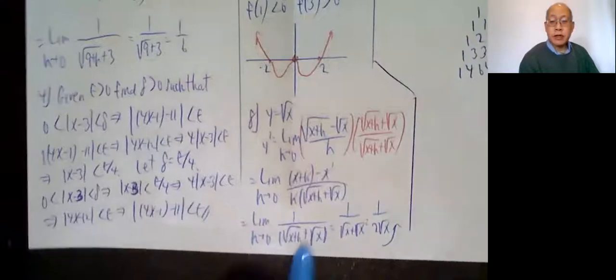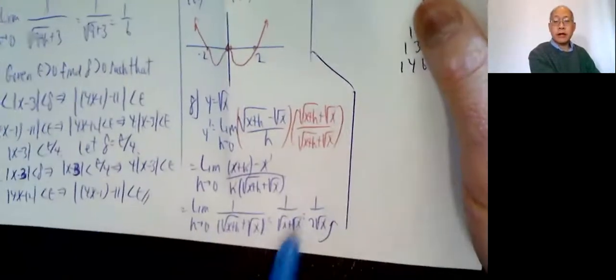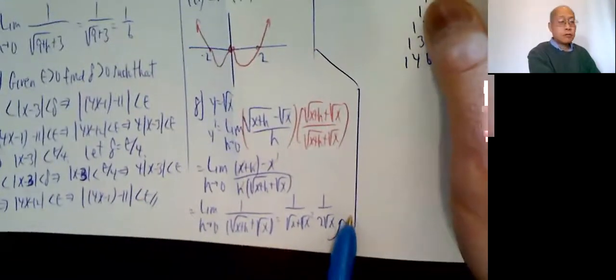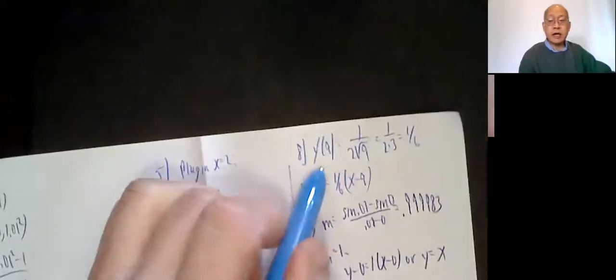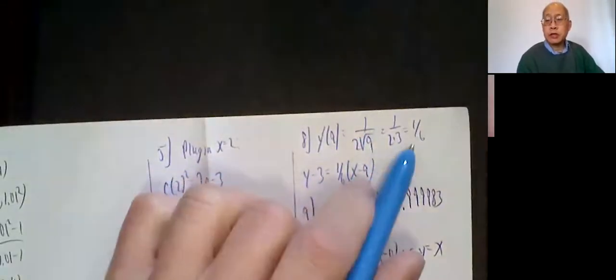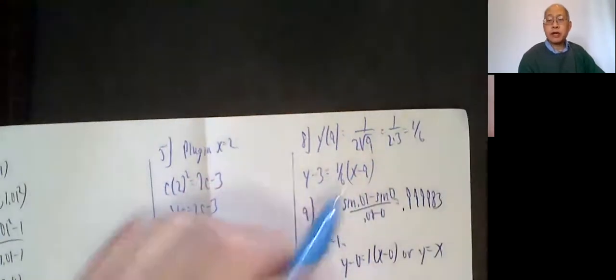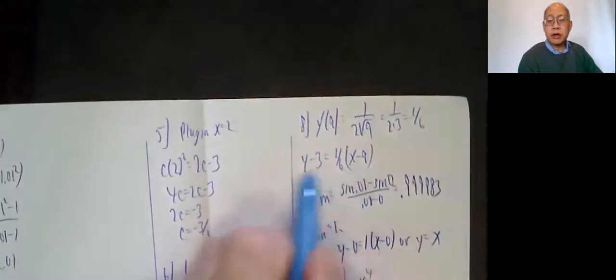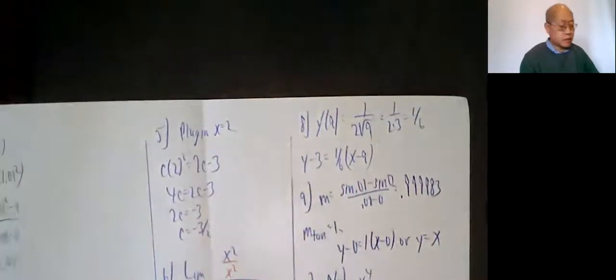Now I plug in 0 right there. 1 over radical x plus radical x, which is 1 over 2 radical x. Okay, so the derivative is 1 over 2 radical x. Now I plug in 9: 1 over 2 radical 9, 1 over 2 times 3, is 1/6. The point was (9, 3). So y minus y1 equals m times x minus x1. y minus 3 equals 1/6 times x minus 9.